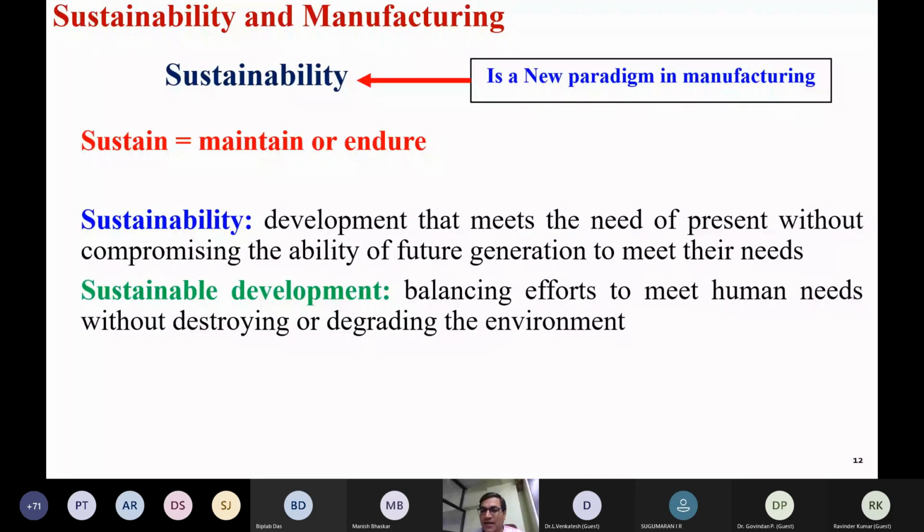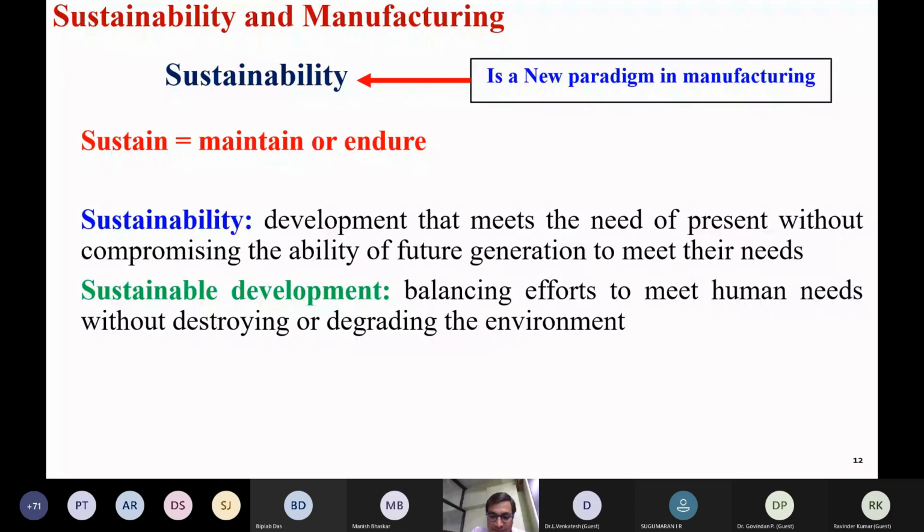That's why there is an important concept, and we should bring the concepts of green manufacturing and sustainable manufacturing into our traditional manufacturing. Okay, then what is sustainable development called? It is a balancing effort to meet human needs without destroying or degrading the environment. This is an example of sustainability.